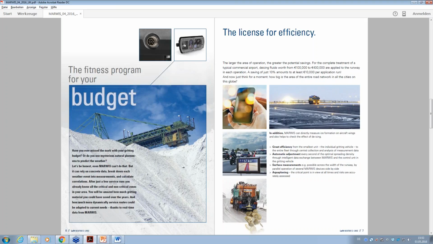They communicate with the cloud, and they communicate with the controller of the salt spreading truck. The driver can concentrate on safe driving, and the controller and the MARWIS, they talk and negotiate what is the right percentage of salt which has to be spread under the given circumstances.